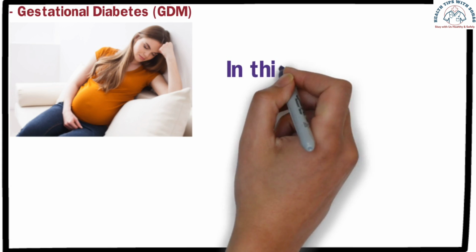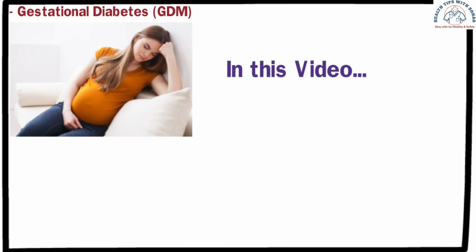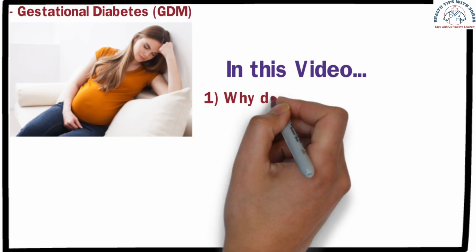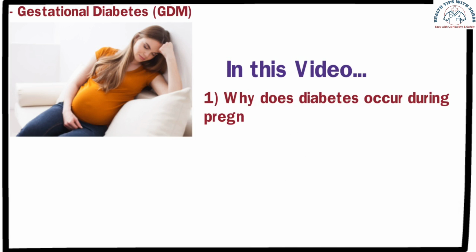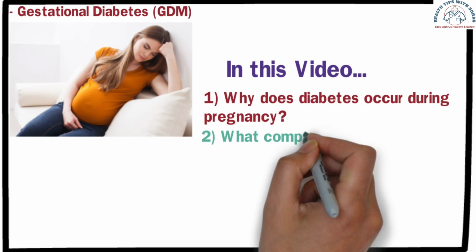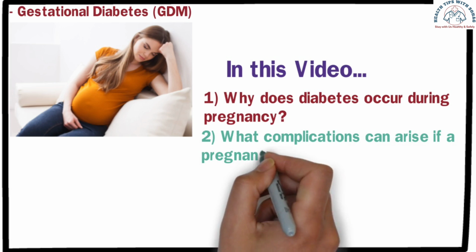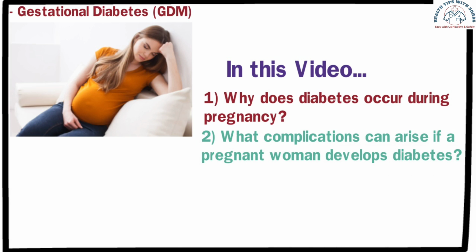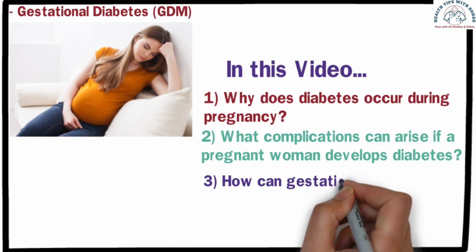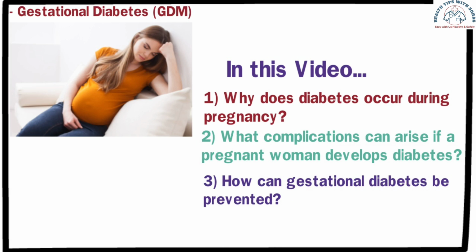Gestational diabetes is one of the most common complications during pregnancy. Many expectant mothers are diagnosed with diabetes during this period. In this discussion, we will cover the following. 1. Why does diabetes occur during pregnancy? 2. What complications can arise if a pregnant woman develops diabetes? 3. How can gestational diabetes be prevented?